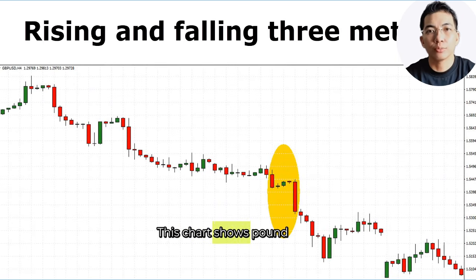This chart shows pound against dollar. 4 hours is the time frame. This is a perfect example of a falling 3 method. We can see that the first candle confirms the downtrend, then we have 3 small candles within the range of the first candle. This shows that what buyers achieved in 3 sessions is less than what sellers achieved with just 1 session, that is the first candle. Last candle of this pattern shows that sellers are again on the market, pushing the price down, so the downtrend continues.